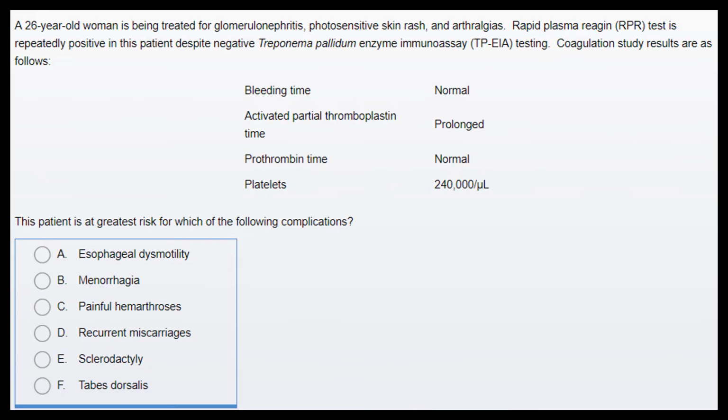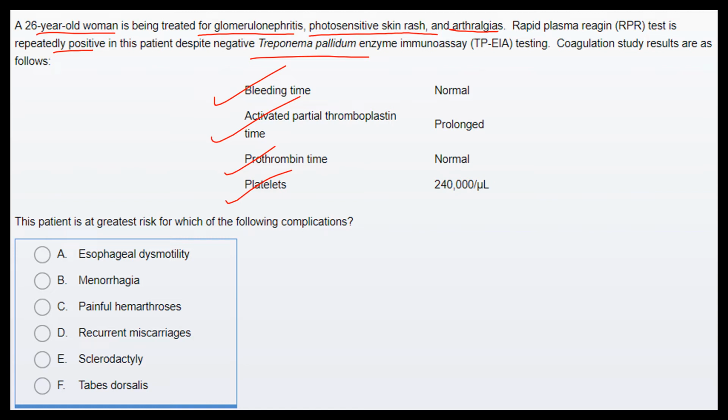Now, in this question, a 26-year-old woman is being treated for glomerulonephritis, photosensitive skin rash, and arthralgias. Rapid plasma reagent test is repeatedly positive in this patient despite negative treponema pallidum enzyme immunoassay testing. Coagulation study results are as follows: bleeding time normal, activated partial thromboplastin time prolonged, prothrombin time normal, platelets normal. This patient is at greatest risk for which of the following complications?